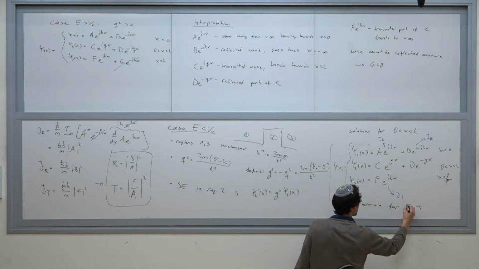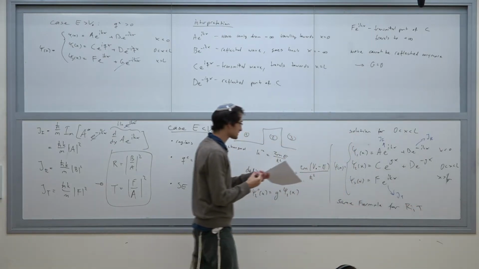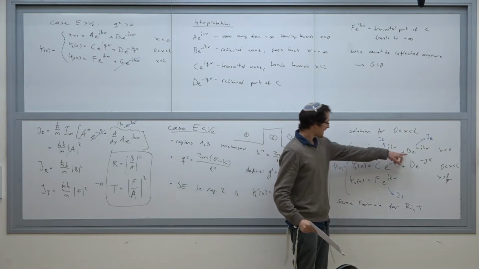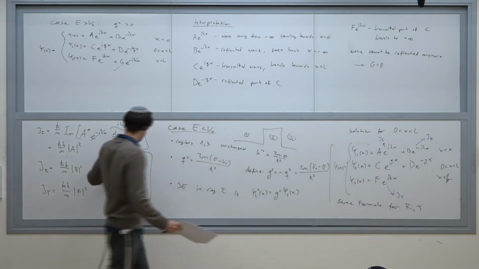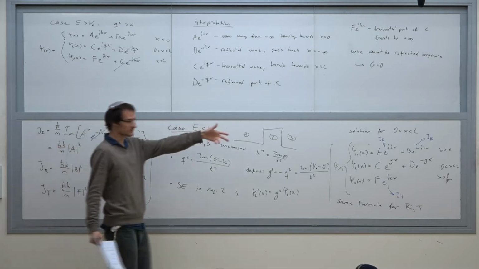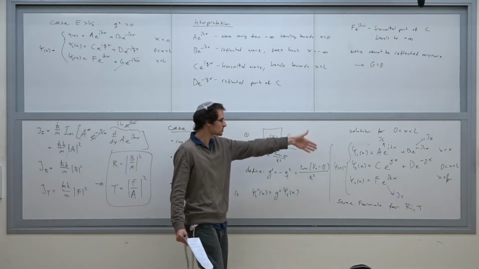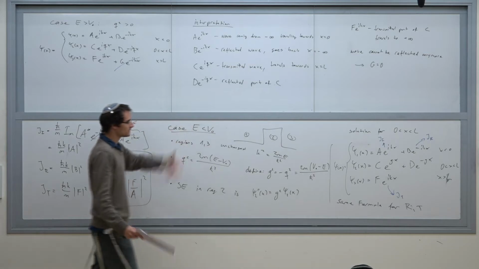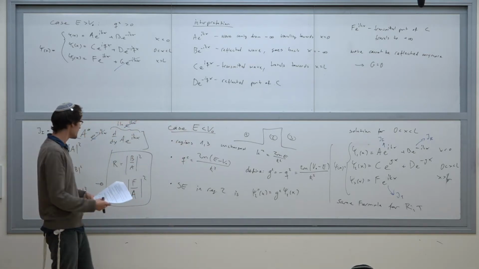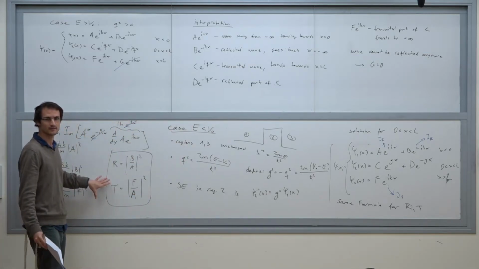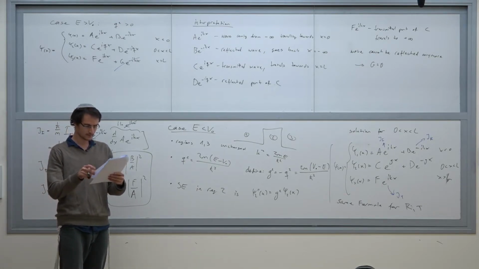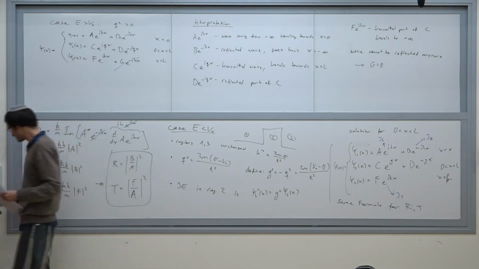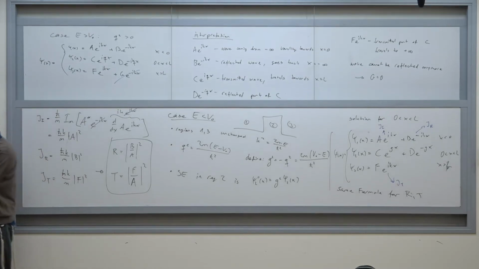Same formula for R and T. But of course, the A, B, and F, which enter the formula, will be different. They will depend on G rather than on Q, so the actual solution will look different, but this formula is still correct. Question about this? All right, making progress.